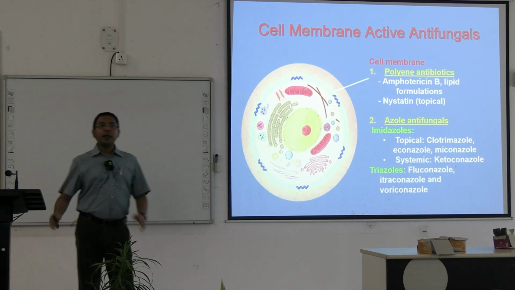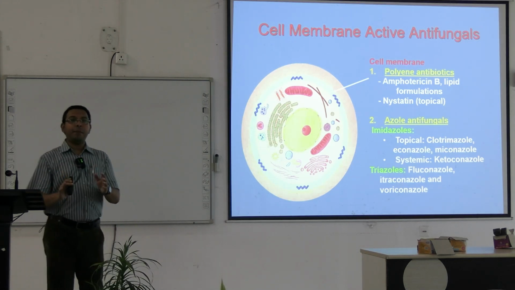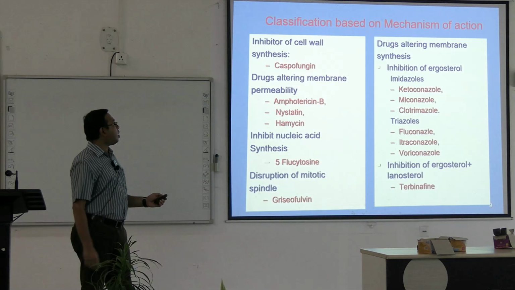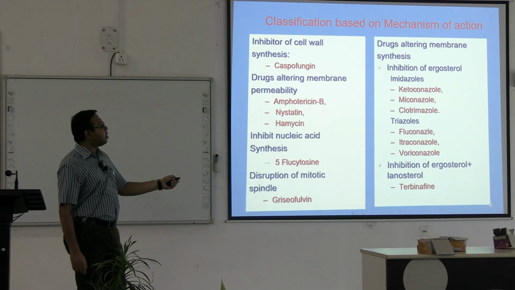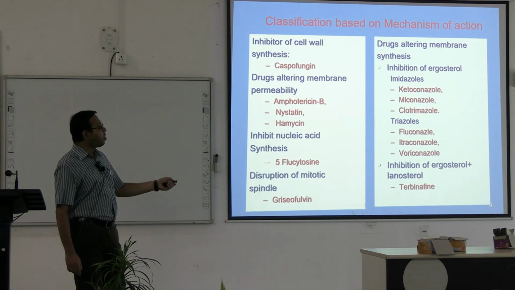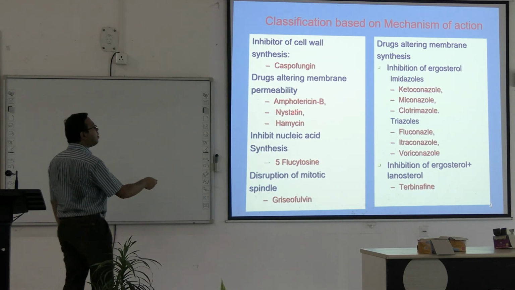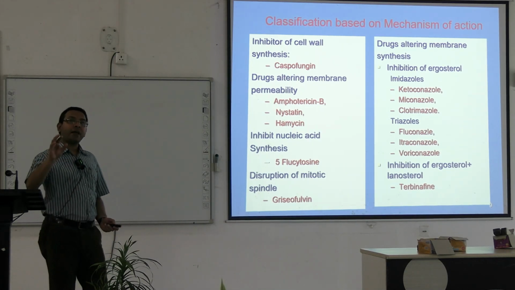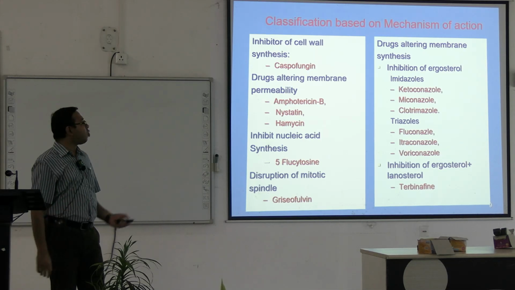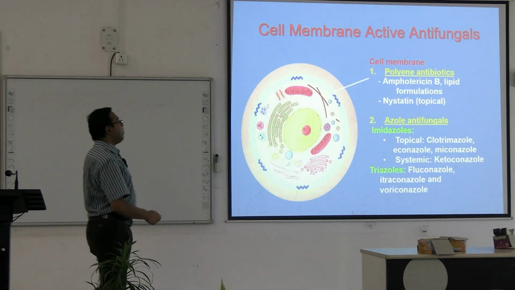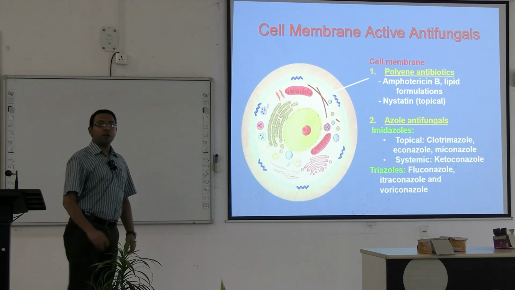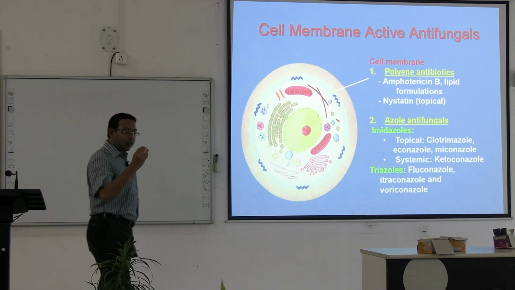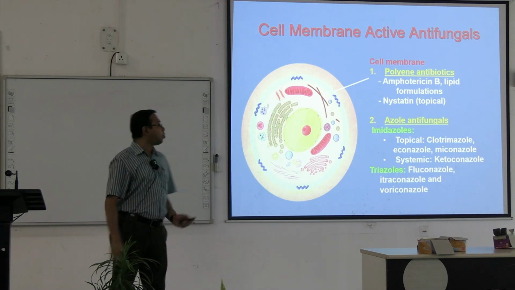Apart from this, another group of drugs that also acts on the cell membrane are the azole antifungals. Already we have seen azole antifungals. These are drugs that alter the membrane synthesis. And Amphotericin B and nystatin mainly alter the membrane permeability. That is, both of these groups act on the cell membrane but in somewhat different ways. So imidazoles and triazoles, already we know the names, that there are two groups of the azole antifungals. One is the imidazole group, another is the triazole group.